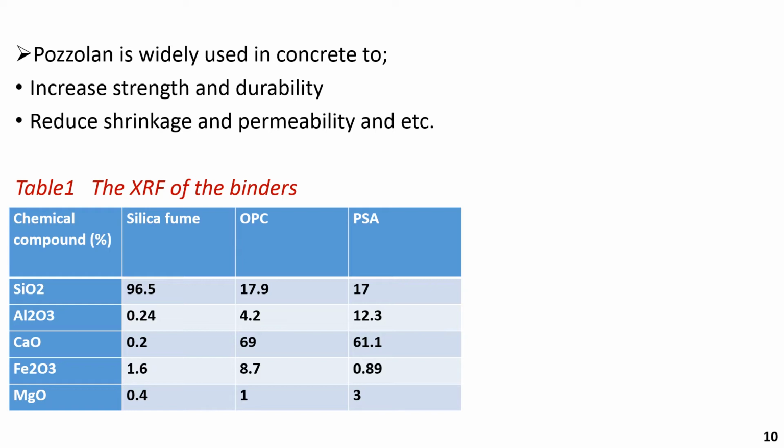So here we can see that silica fume contains 96.5% silica, which is very good for being a binder. And also here we see that PSA, paper sludge ash, contains a good amount of calcium oxide, silica and aluminum, so they can be a good binder.